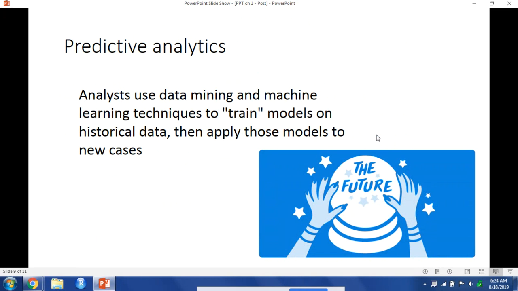Now, on the other hand, predictive models use data mining and machine learning algorithms to train a model to predict some future outcome. Some algorithms that we will go over in this class are simple linear regression, random forests, and neural networks.